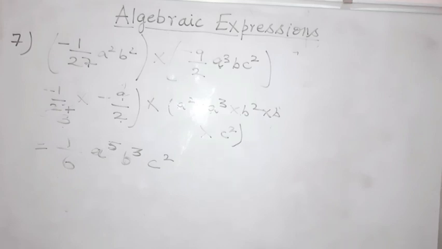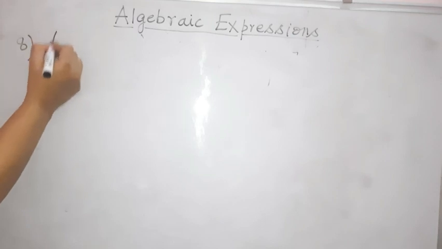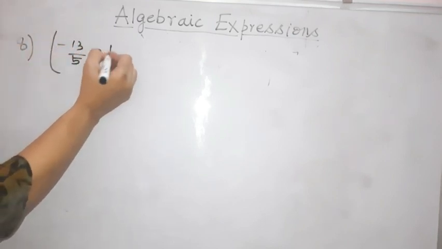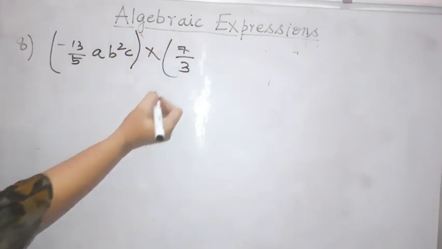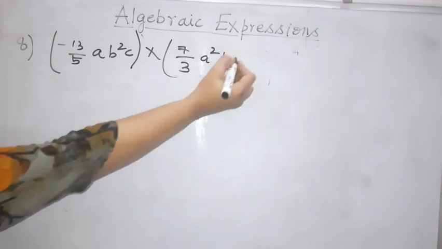Now let's move on to the next question, that is question number 8. Question number 8 is minus 13 upon 5 a b square c multiplied by, within bracket, 7 upon 3. Let me write the question for you: minus 13 upon 5 a b square c multiplied by 7 upon 3 a square b c square.